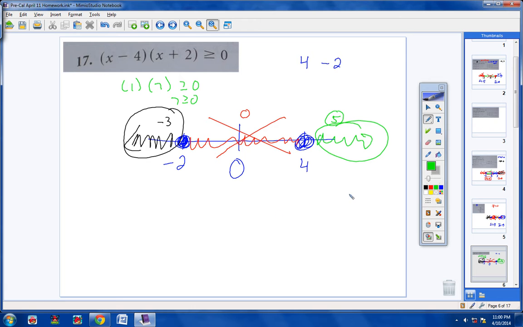So your final answer would be this. This is an unbounded region over here, so we're going to say negative infinity to negative 2 inclusive. And then over here we're going to say starting with 4 and going to infinity, non-inclusive with infinity but inclusive with the 4. Okay, so that's number 17. Moving on to number 21.